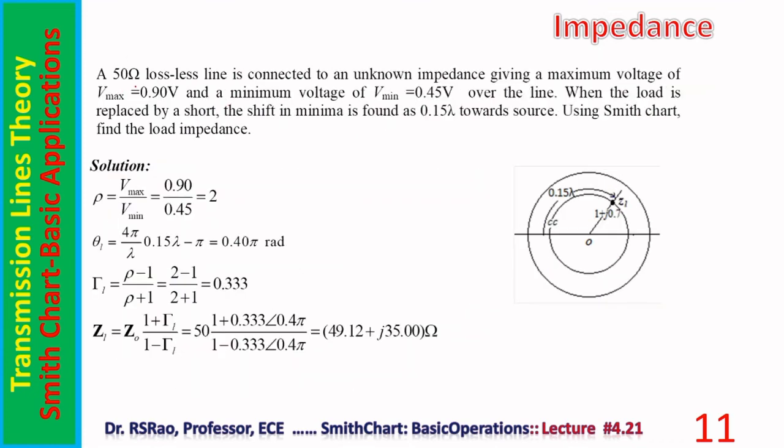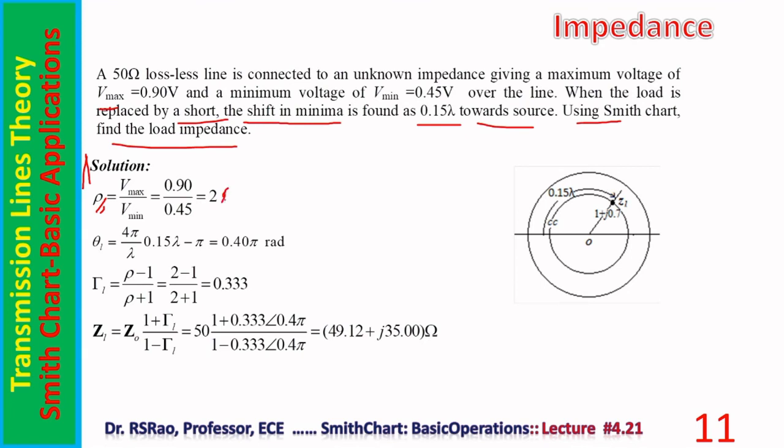Another problem. A 50 ohm lossless line is connected to an unknown impedance giving a maximum voltage of V max equal to 0.90 volts and a minimum voltage of V minimum equal to 0.45 volts over the line. When the load is replaced by a short, the shift in minima is found to be 0.15 lambda towards the source. Using the Smith chart, find the load impedance. What is the procedure? From V max and V minimum, one has to find out the SWR. V max by V minimum, SWR is 2.